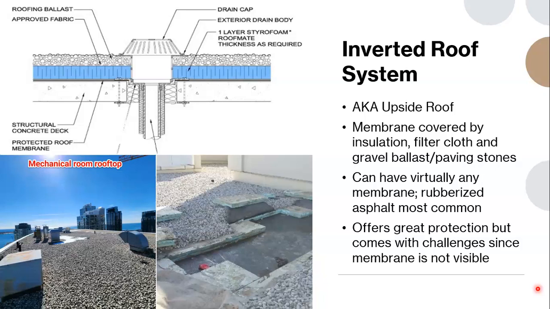So in this case, part of the reason why it's called an upside down roof is because it's going a bit opposite of that standard flat roof anatomy that we saw earlier. Over the roof deck, you would have your waterproofing membrane layer, and then your insulation on top of that, covered by filter cloth. And then in most cases, river rock gravel ballast, but depending on the roof area, we also see paving stones in place of gravel ballast as well.